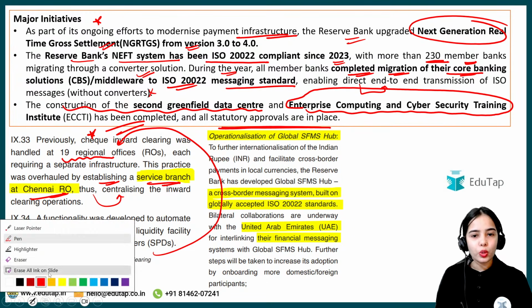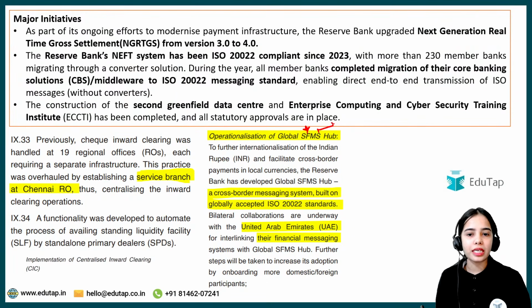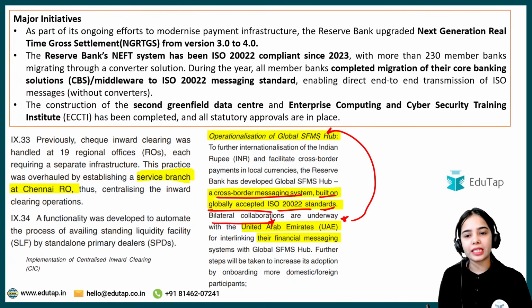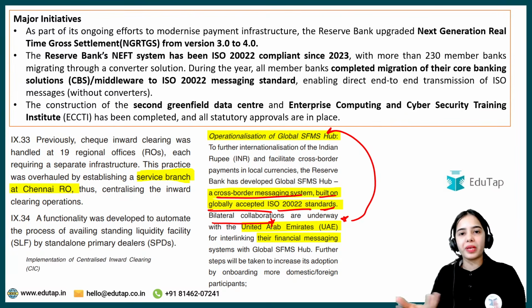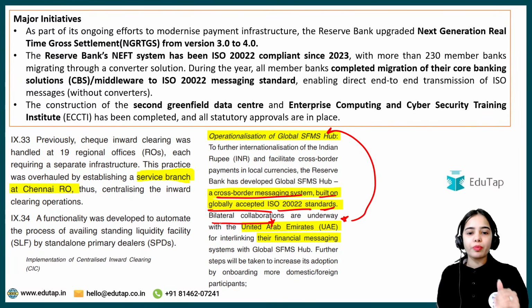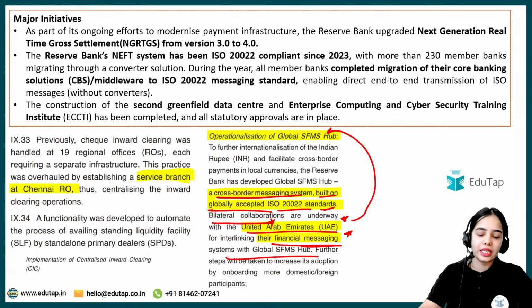Next is the operationalization of the global SFMS hub. We have discussed that the global SFMS hub has been developed in India by the Department of Information Technology, and this hub will facilitate the cross-border messaging system. It is built on the globally accepted ISO 20022 standards, and bilateral collaborations are underway for the global SFMS, because if we develop a system but it is not used at the international level, then there is no benefit of developing it. At least some countries should use it, right? So bilateral collaborations are underway with the UAE for interlinking their financial messaging system with the global SFMS hub.